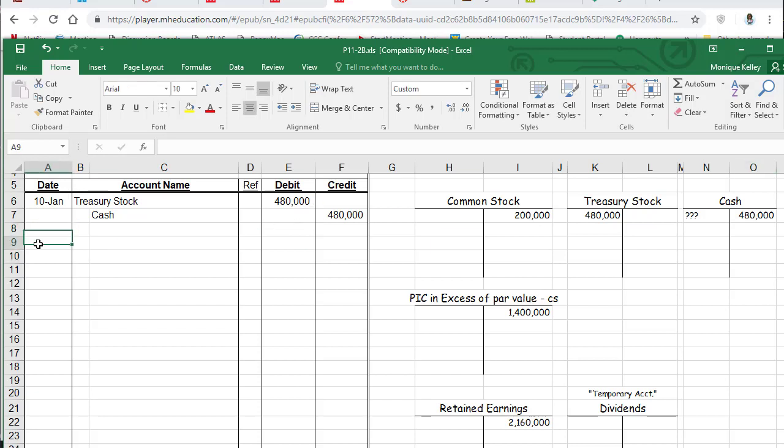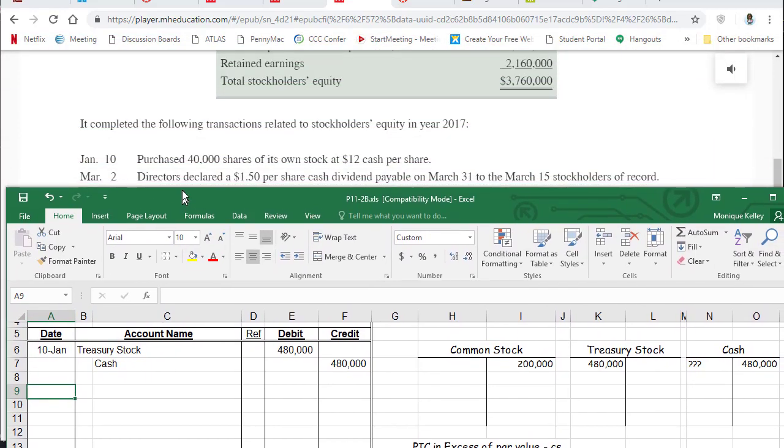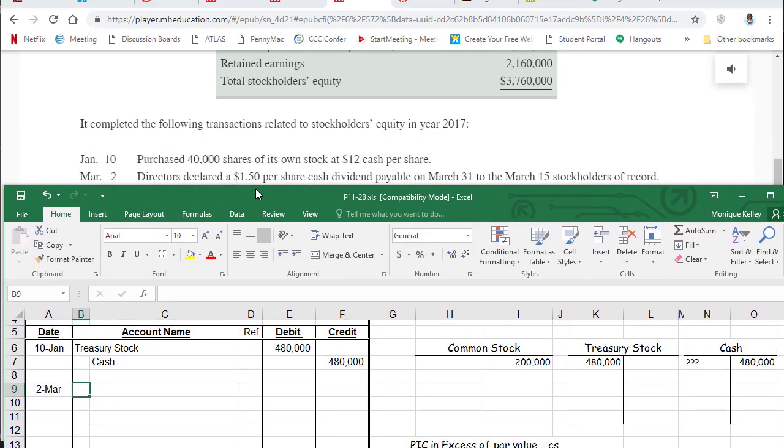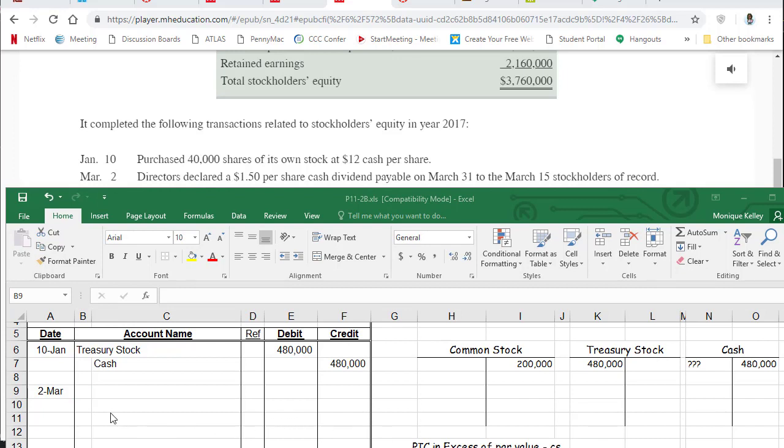So our next entry, we're going to skip a space, and we're looking at March 2nd. So March 2nd, we're going to go ahead and put in March 2nd, 2017. And on this date, what happened? We have directors declared a $1.50 per share cash dividend payable on March 31st to the March 15 stockholders of record. The dividends will be paid on the outstanding shares.